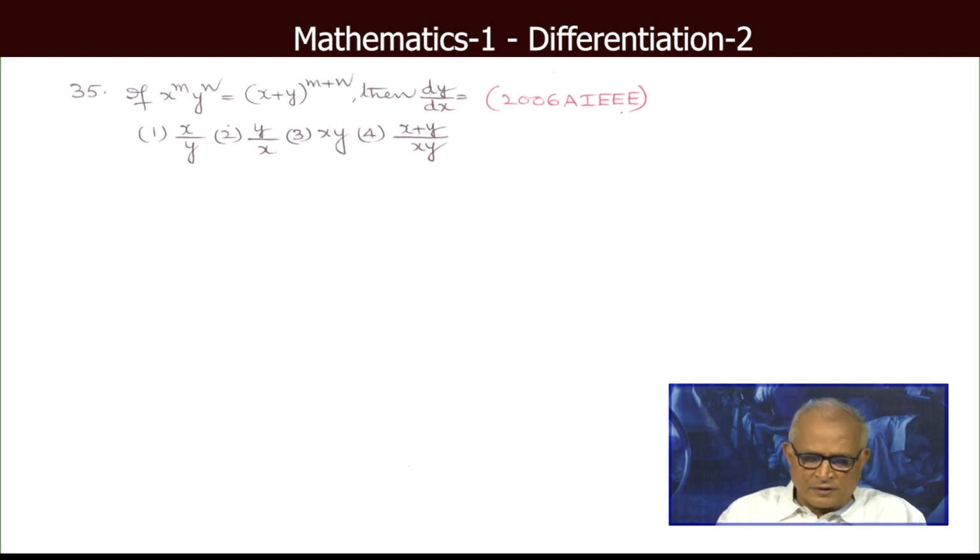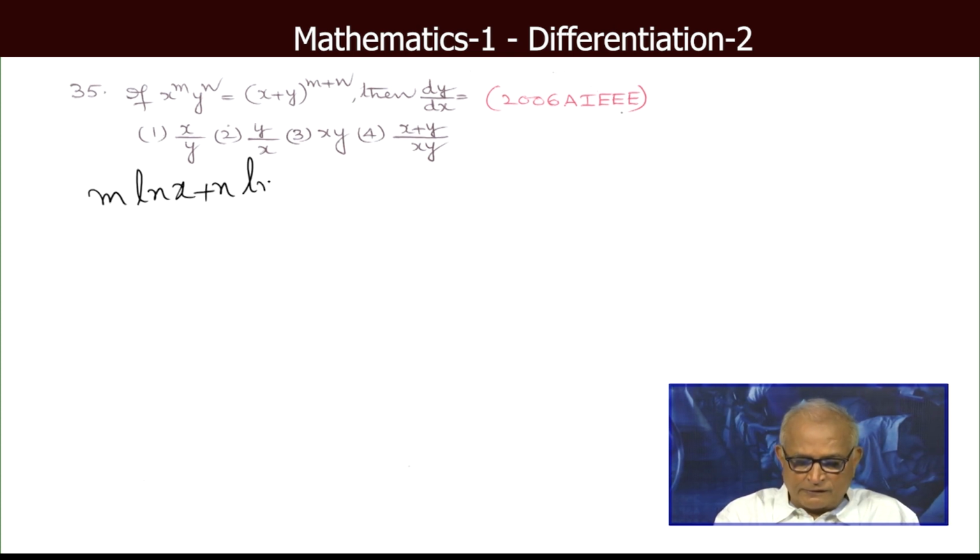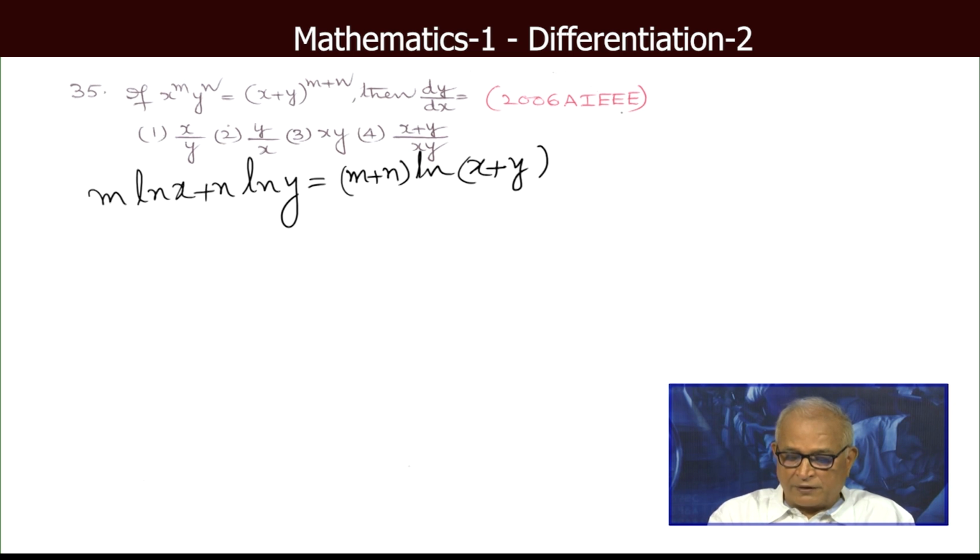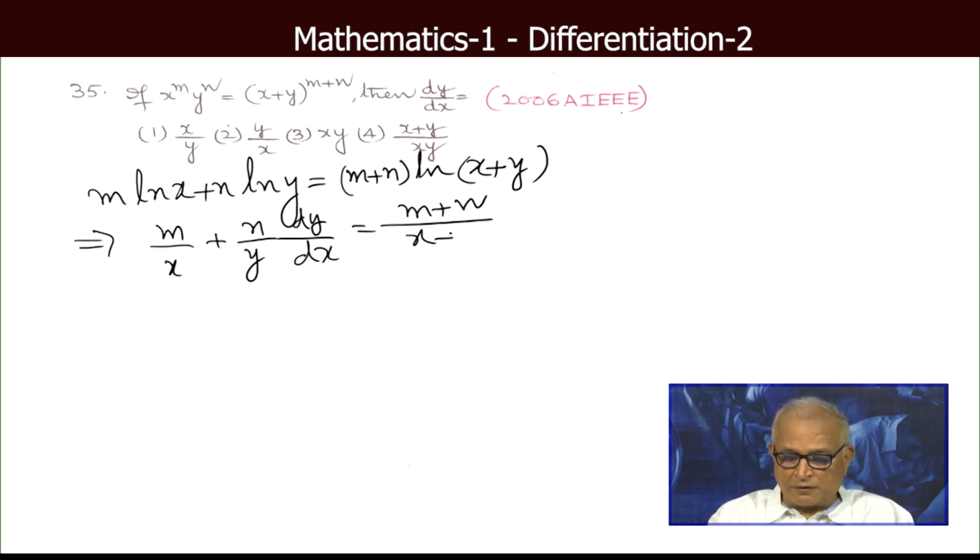So, you can take logarithms on both sides. m ln x plus n ln y is equal to m plus n times natural logarithm of x plus y. ఇలా రాయడానికి ఏమీ అభ్యంతరం లేదు, x y పాజిటివ్ కాబట్టి. Now, differentiate term by term. This is also implicit differentiation. So, m by x, that is the derivative of m ln x, plus n by y into dy dx is equal to m plus n by x plus y, the derivative of ln of x plus y, that is 1 by x plus y into the derivative of x plus y, 1 plus dy dx.